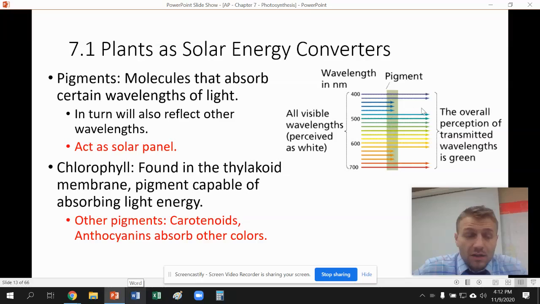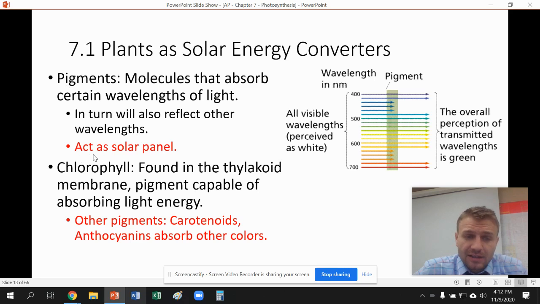The next concept we're going to go over are pigments and chlorophyll. Now, like in my last slide, I talked about how pigments are molecules that absorb certain wavelengths of light. You can see here, this pigment's going to absorb these wavelengths of light really well, but it's not going to absorb all wavelengths of light. So you can see some passing through.